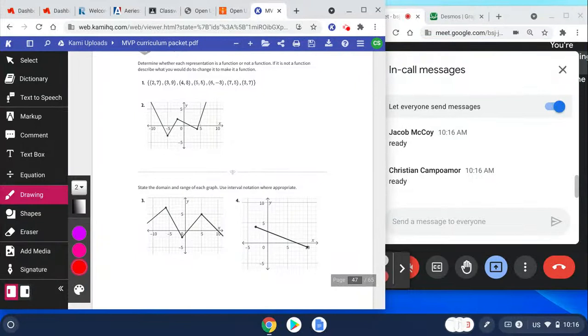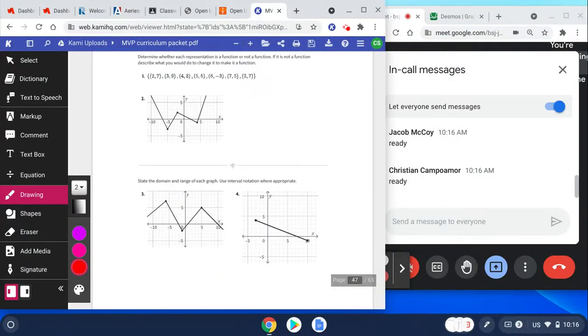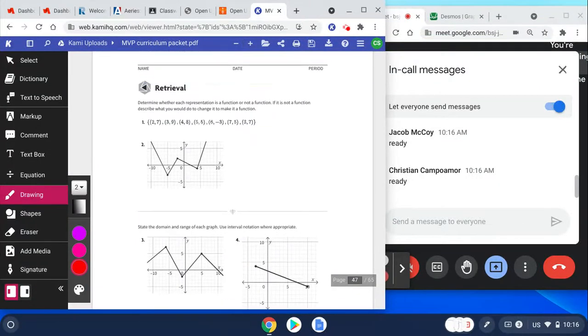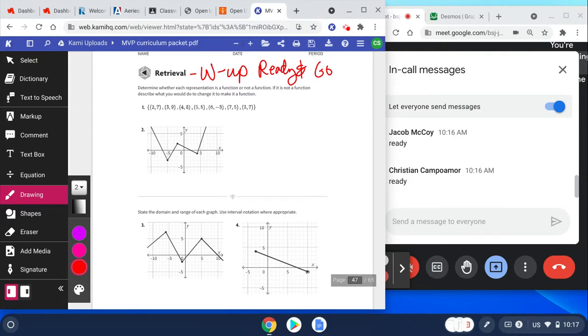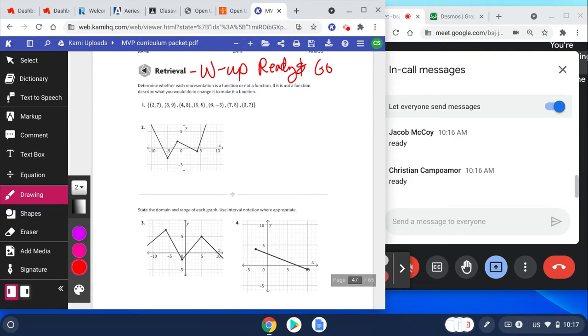Now, I'm going to do the retrieval starting on page 47. Remember that the retrieval is like the warm-up to the homework. It's the warm-up to the ready and the go. And then we're going to get through almost all, if not all, of the ready and the go together. After we do the ready and the go together, if we finish it all, you have no homework. If you don't finish any of this, feel free to go back to the video. What are we skipping? We are skipping the set.